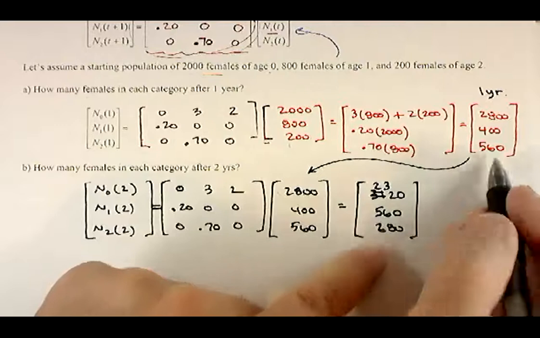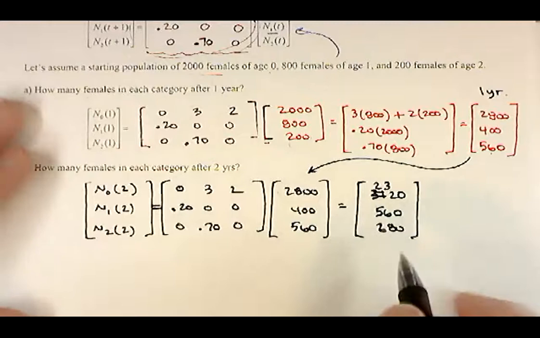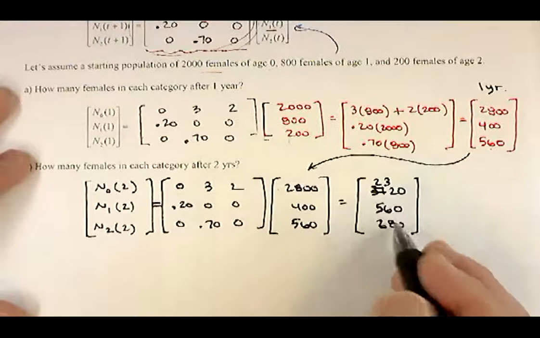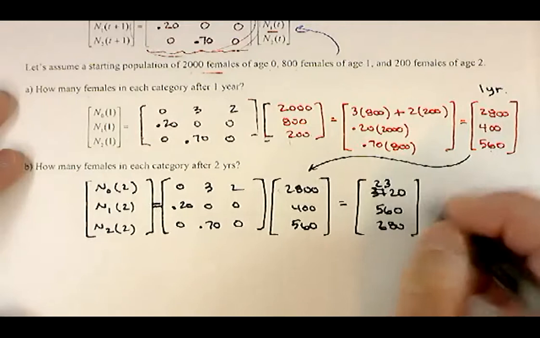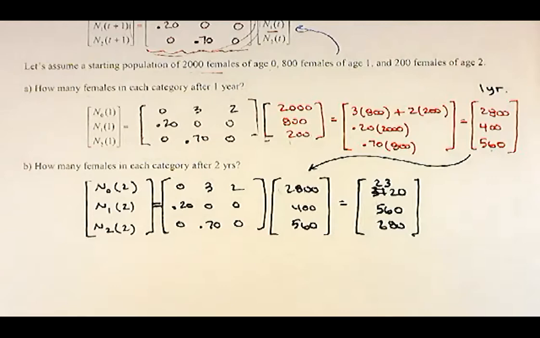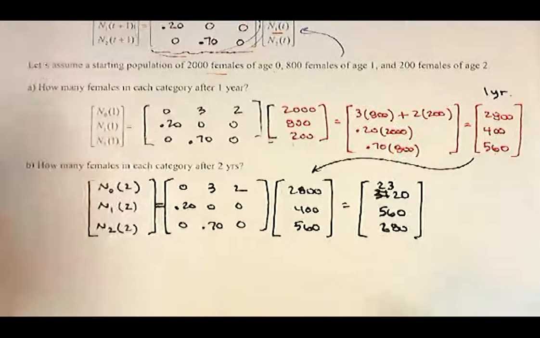So a good question you might want to have is, what's going to happen long-term to each of my age class populations, right? Is one going to dominate over the other? Are they just going to keep increasing and decreasing, increasing and decreasing? So the long-term dynamics are what we're going to be interested in, and we will get into that later on. We'll be able to analyze this using some tools later on.